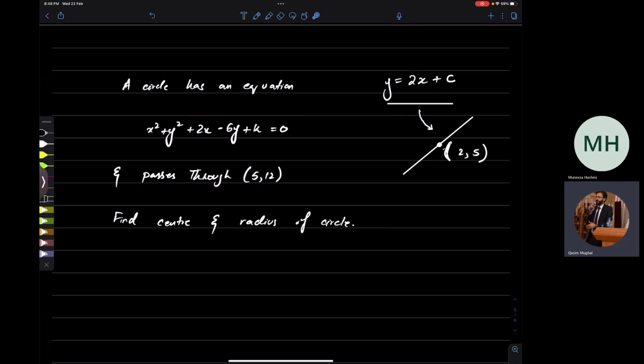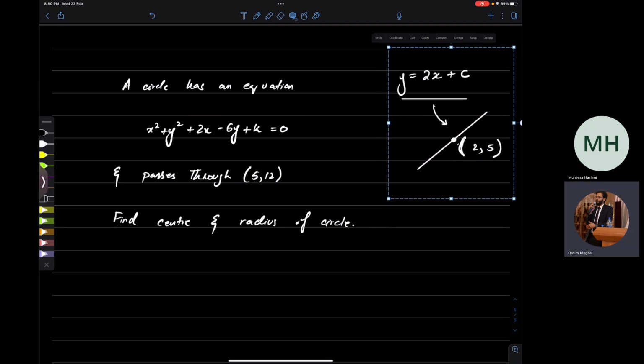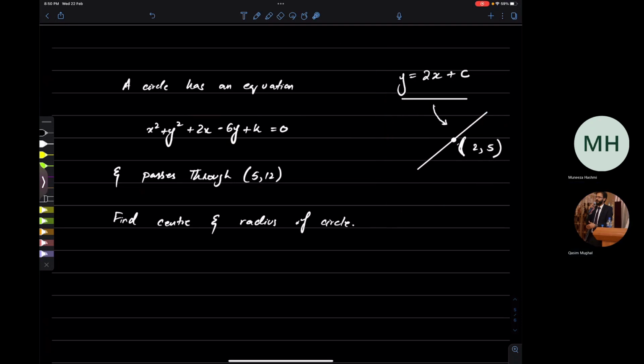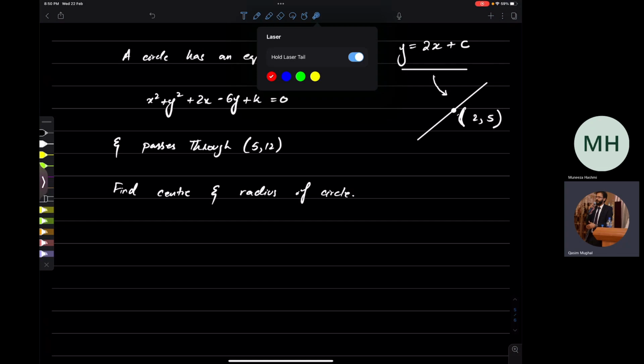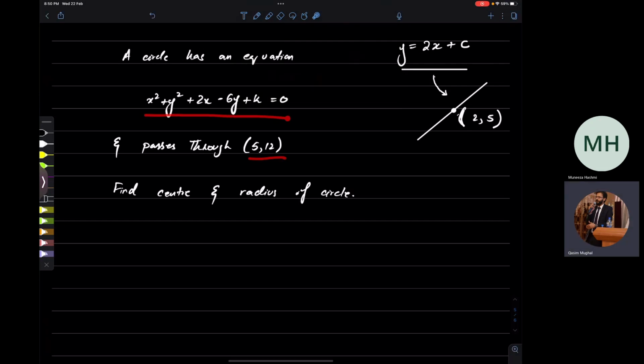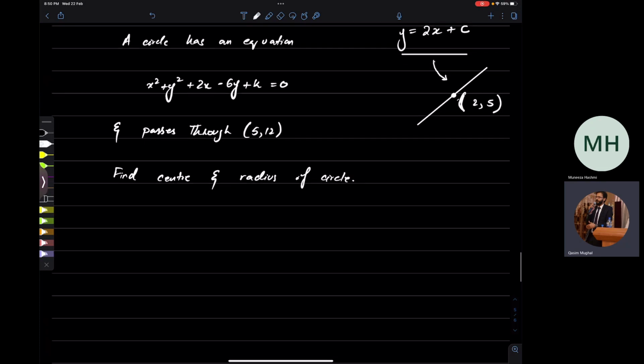Very good, excellent. So we'll be doing exactly the same thing over here as the examiner is saying that the circle is passing through this point. So we can work out the value of k very easily. So all I have to do is plug in this point into this equation. So in all the x's, I'm going to put 5, and in all the y's, I'm going to put 12, and then I'll be just left with the k to work out its value. So let's just do it.